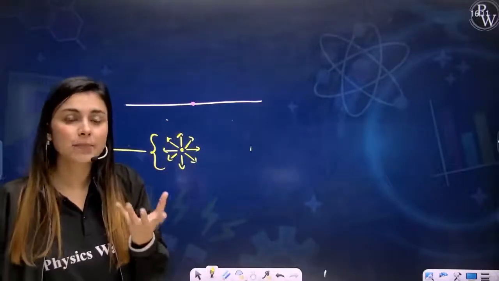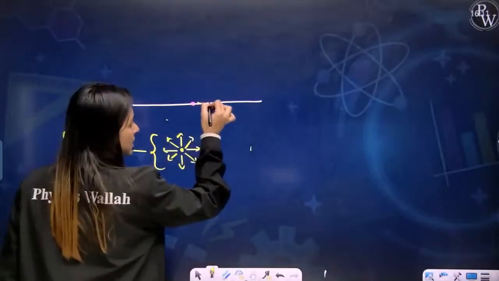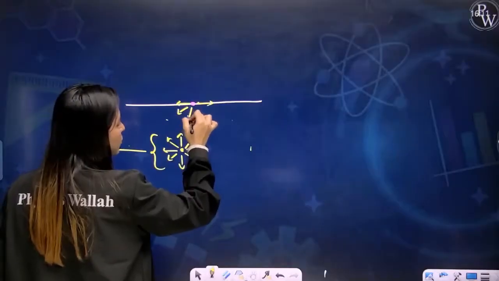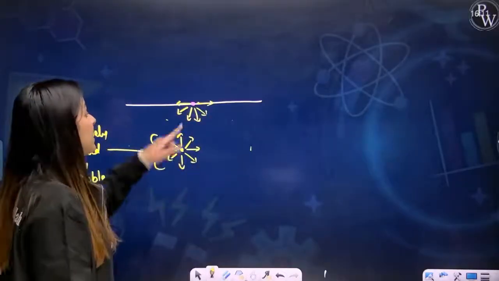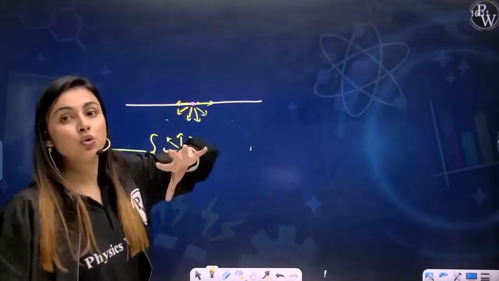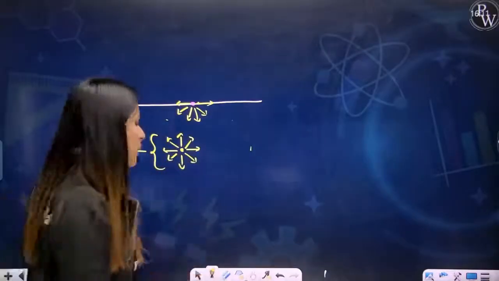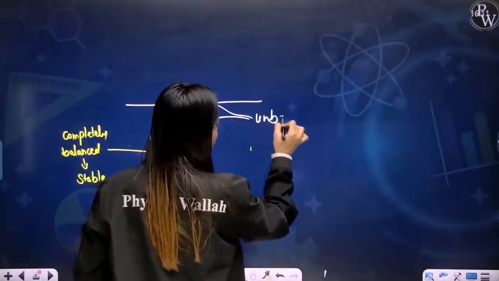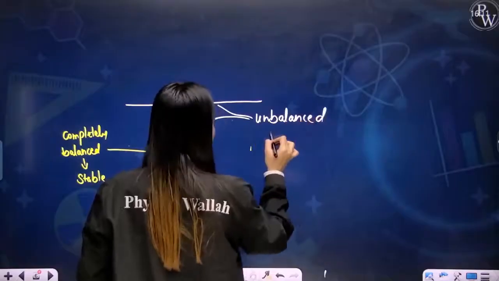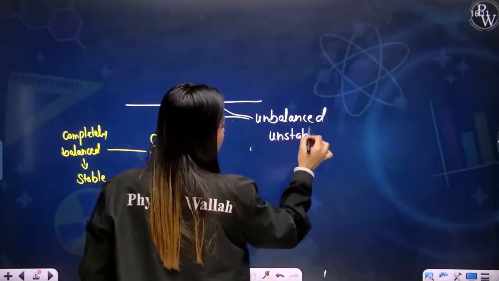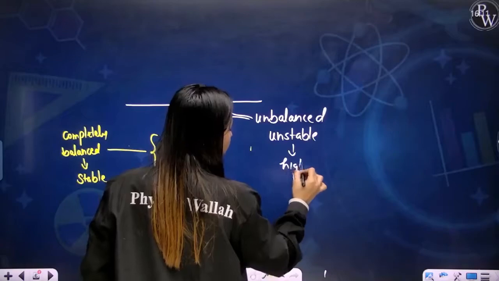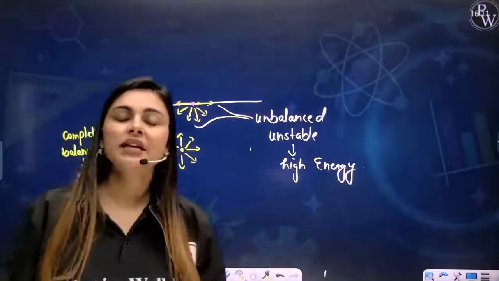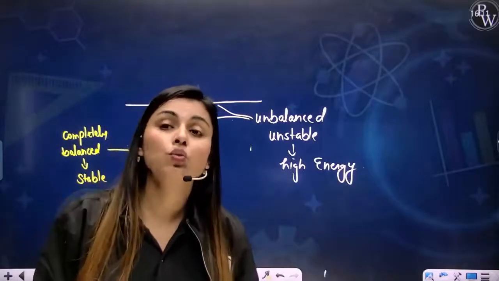Now let's talk about the particle on the surface. If you talk about the particle on the surface, it will experience a force in this direction, this direction, this direction, this direction. But it does not have any particle above to experience a force. And that is why, can I say that it is unbalanced? And since it is unbalanced, it is unstable. It has high energy. Because in chemistry, the particles which are unstable, unbalanced, they have high energy.